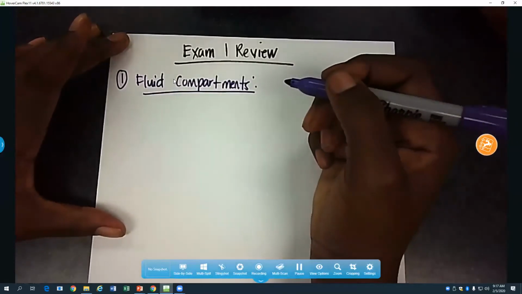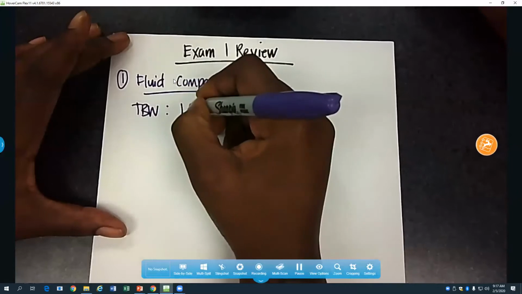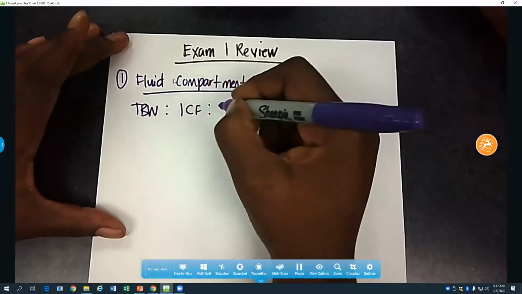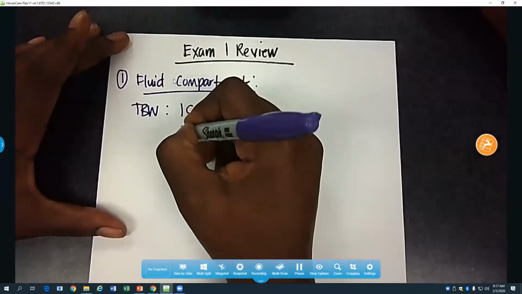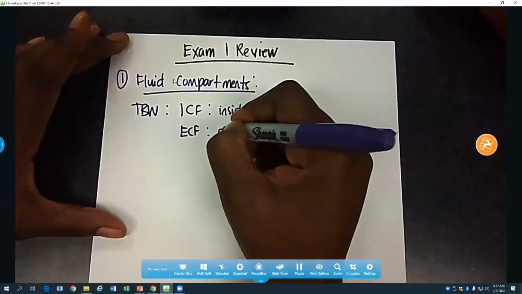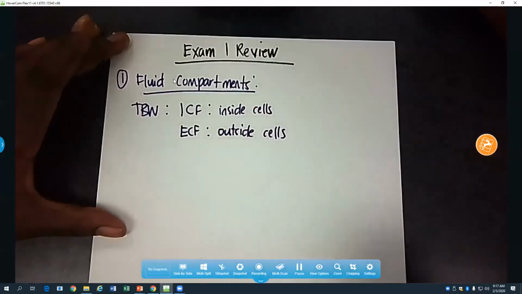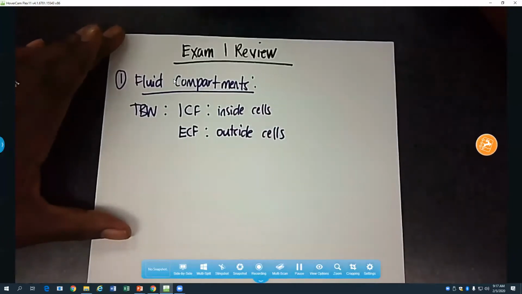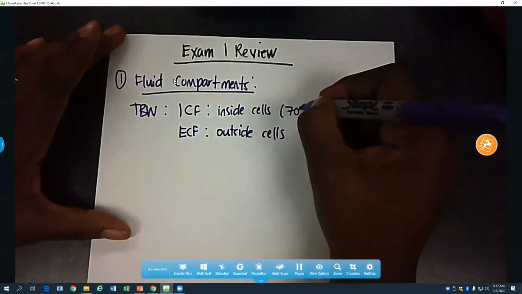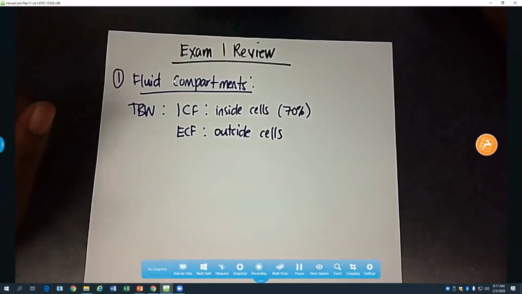And here we spoke about our total body water and our two fluid compartments. Intracellular fluid, we described this as being inside the cell. Extracellular fluid we described as being outside cells. And then to put some values here, we said this is about 50, closer to 70% of our total body water. The extracellular fluid being about 30% or so.